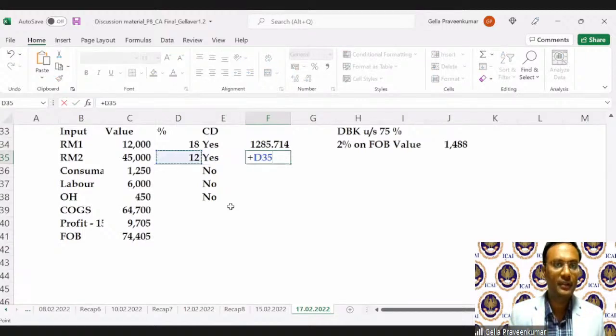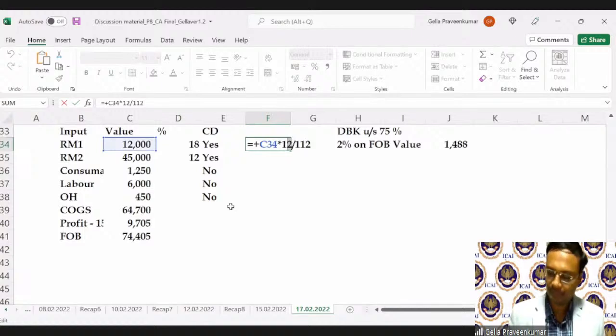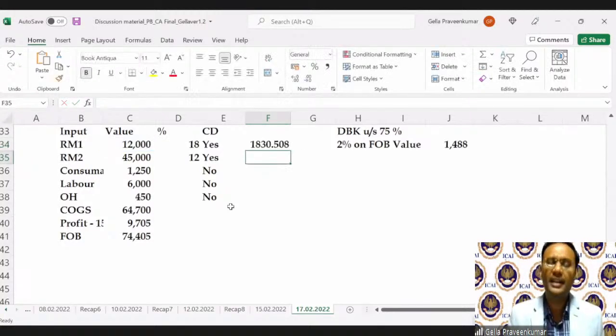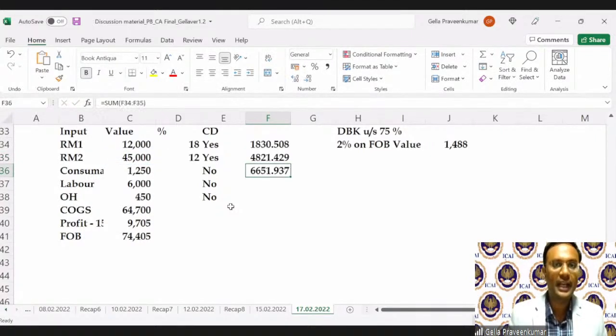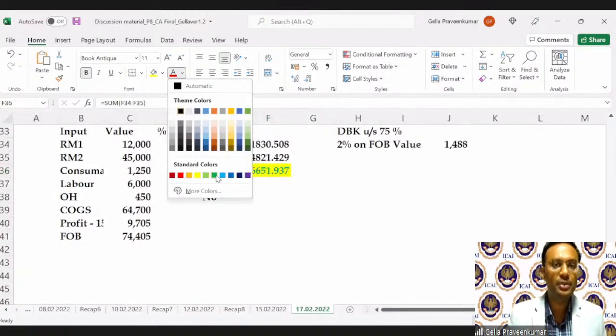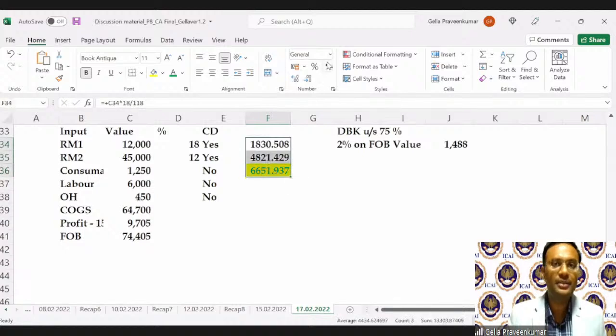Similarly, 45,000, sorry, this should be 18%. What I'm doing here, my 12,000 is including 18%. So I'm just calculating that 18% customs duty. Forget all your social welfare surcharge and other components. So in case of 45,000, I'll say 45,000 into 12 divided by 112. Now, what is happening here? I have my books of accounts to reveal that, sir, I have paid this much of customs duty.